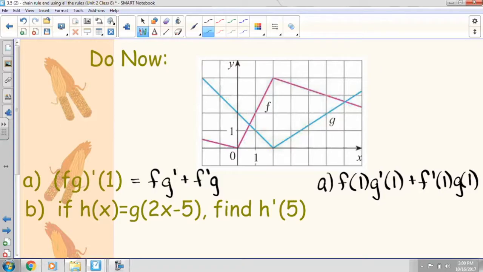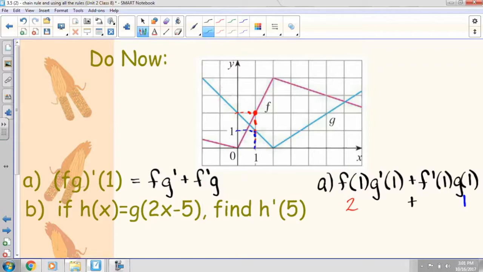So I think the f of 1 and g of 1 are pretty straightforward. They're basically just looking for those y coordinates. So f of 1 is equal to 2. G of 1, I go to my graph, is just equal to 1. So now I need g prime of 1 and f prime of 1. So that is going to be the slope of the lines. So I'm going to do rise over run. I am going to look for points that are right on the corners of the boxes so I can see exactly what the rise over run is.